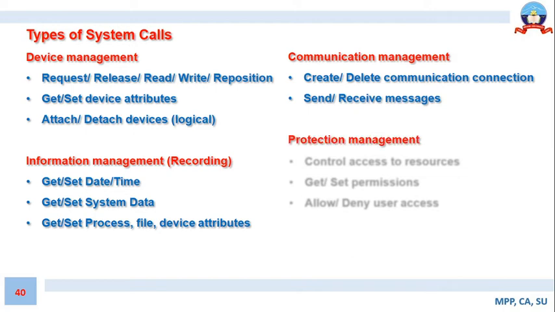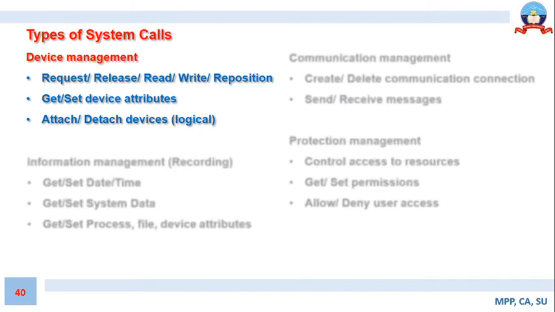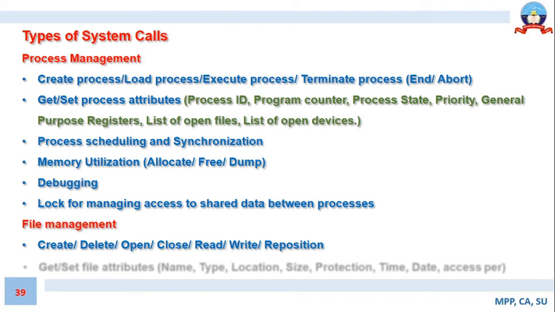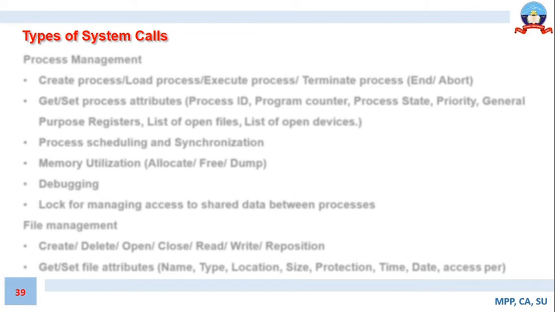Now the next one is protection management. So we have system calls that are capable of controlling access to resources. We have system calls that are capable of fetching and setting permissions to the various files, folders, and devices that are associated with the computer system. Now we have system calls that are capable of allowing or denying user access to the various resources in the computer system. So these are examples of some of the important system calls in the operating system that enable us to perform various operations using the operating system.